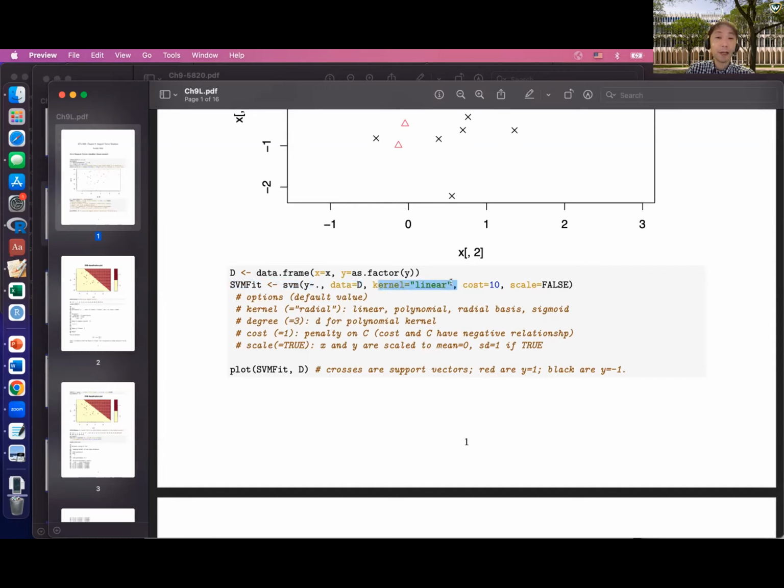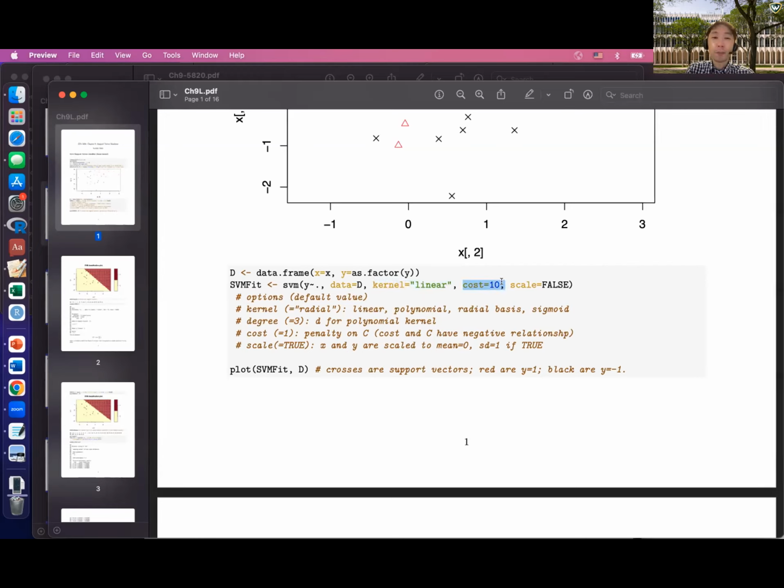And we can specify the kernel. The linear kernel is basically a kernel with a linear boundary. So this is basically the same as linear discriminant analysis. We have some difference, the penalty, but it is basically a linear classifier, similar to LDA. Okay, and this is the cost.